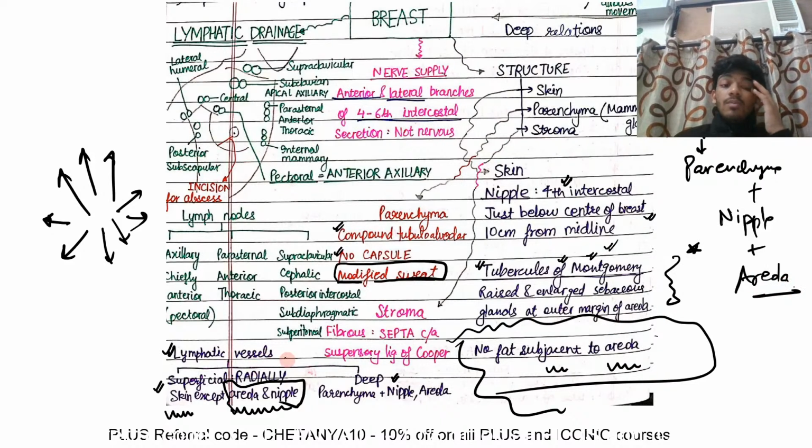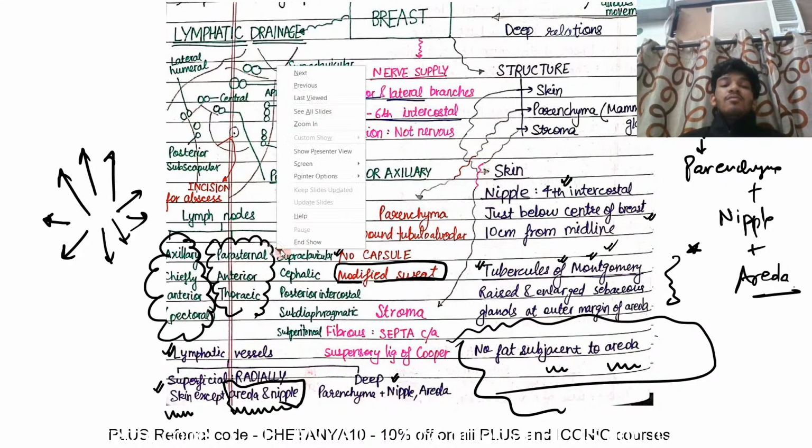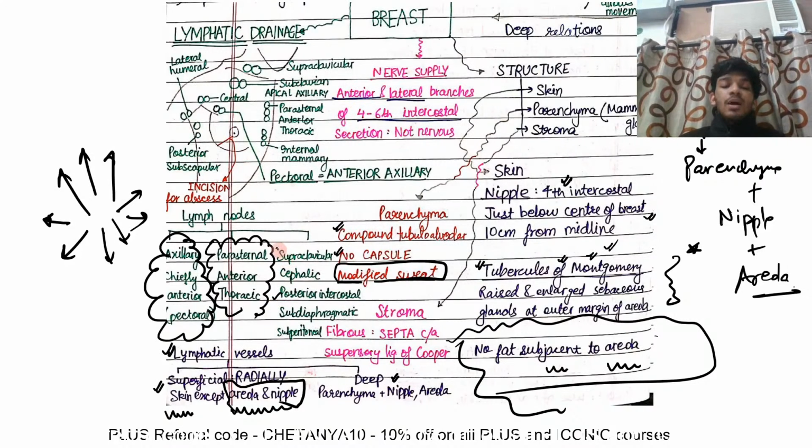Besides that, we talked about the lymph nodes. I told you about the axillary lymph nodes. Mainly here, the anterior axillary lymph nodes will be involved. Parasternal, you will have the anterior thoracic lymph nodes, along the internal thoracic artery and internal thoracic vein. Besides that, you will have certain other lymph nodes: the posterior intercostal, supraclavicular, cephalic, subdiaphragmatic, subperitoneal. Lots of lymph nodes, mainly axillary and parasternal.